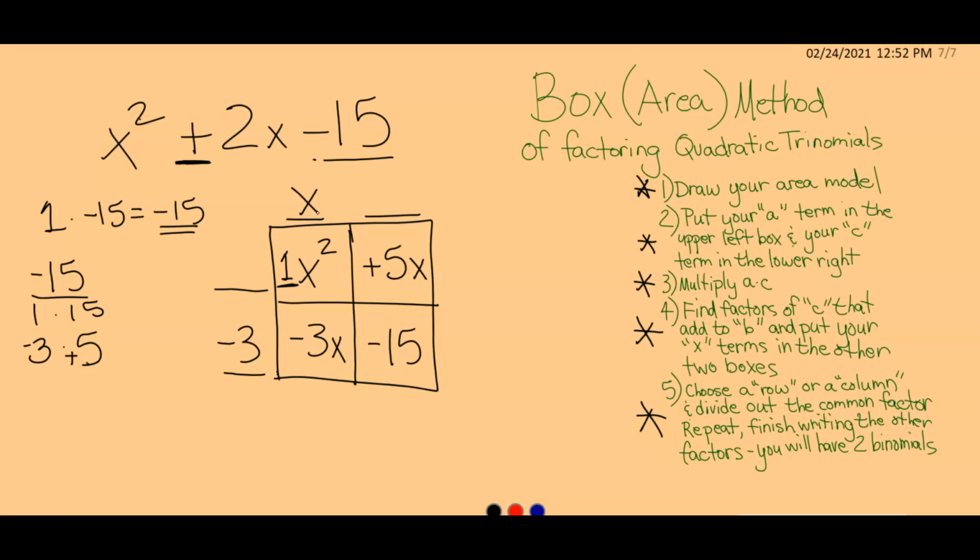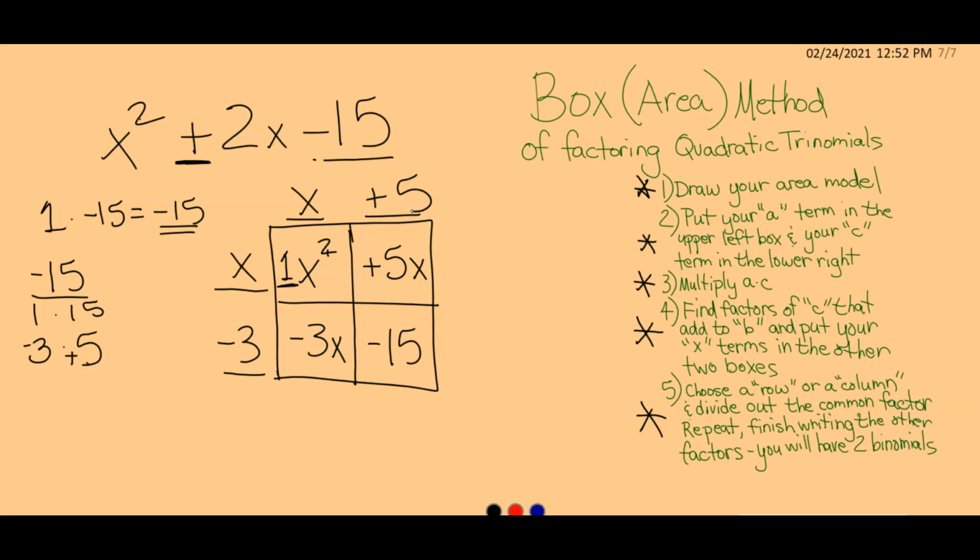So now let's do the same thing here. I've got x squared plus 5x. What is the greatest common factor between these two terms? Why, it's x. And then what do I have left? 5x divided by x gives me positive 5. Look, I've got them all filled out.